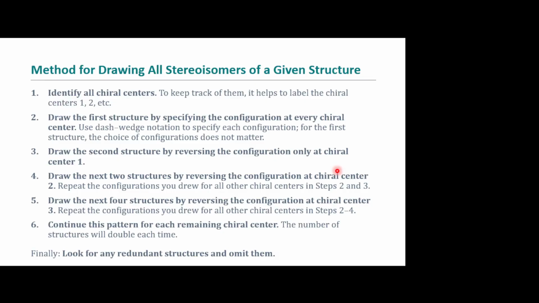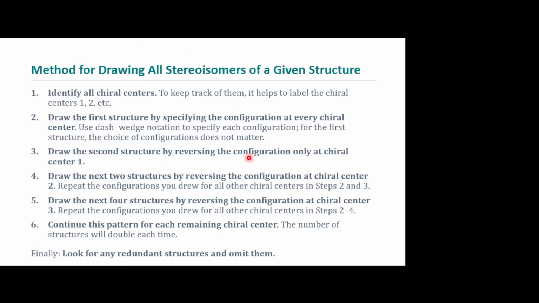Now, you identify all the chiral centers first. You draw the first structure by specifying the configuration of every chiral center. Use your wedge dash notation to specify each configuration for your first structure. Honestly, when you're just starting out, it really doesn't matter which one you choose. Just start and commit to a choice. This is actually a place where people have a lot of problems. They get stuck on which one to start with, with so many possibilities. Just pick one, it doesn't matter, start.